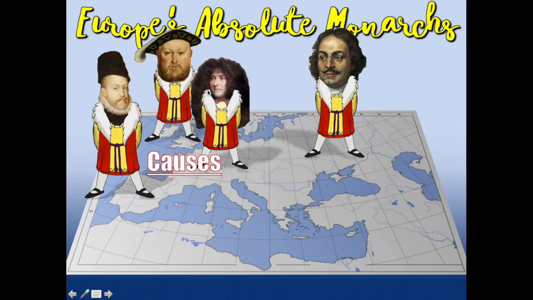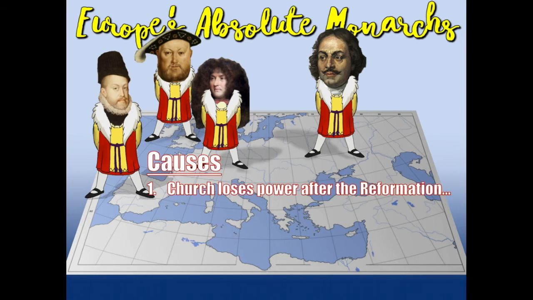So we're going to look at the causes of absolute monarchy. The first and foremost cause is the Protestant Reformation. The church really lost a lot of power after the Reformation. Different parts of Europe were Protestant, some were still Catholic, but there was a lot of debate over who was really going to be in charge of things.